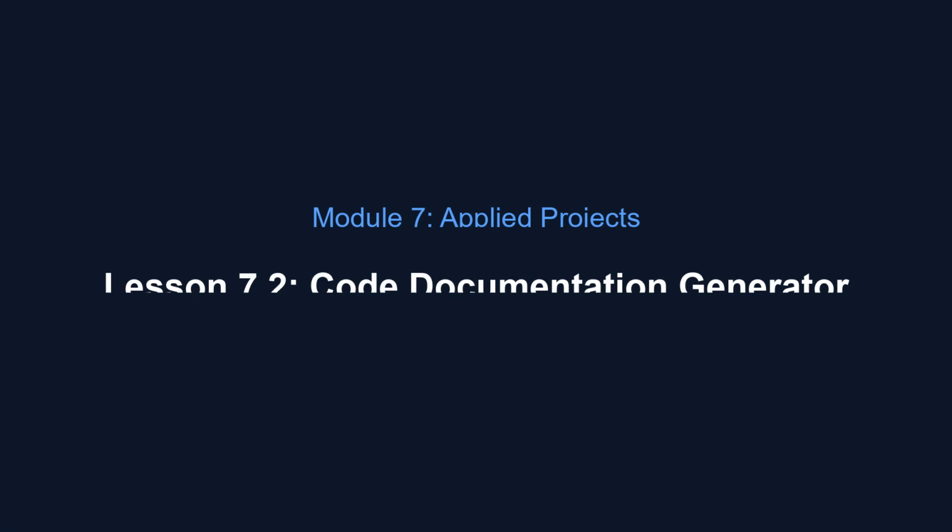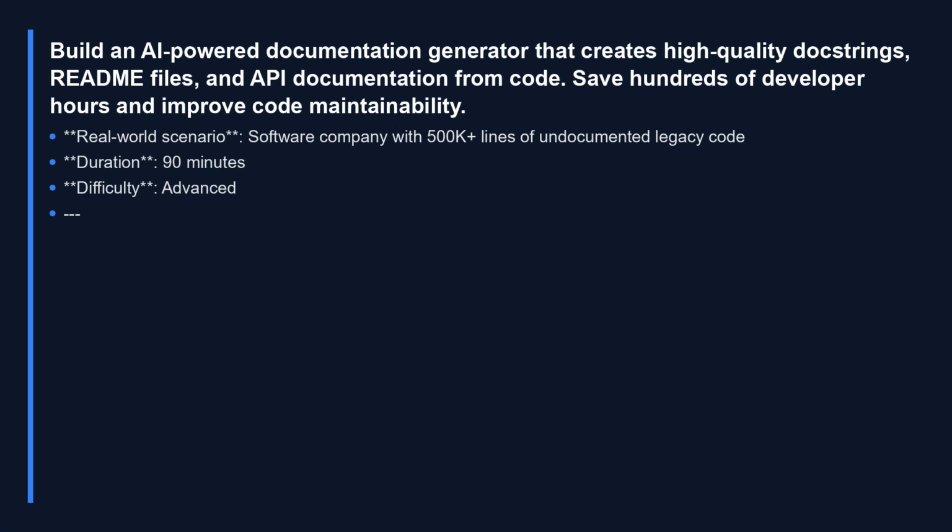Lesson 7.2: Code Documentation Generator. Project Overview. Here's the problem we're solving. Imagine inheriting 500,000 lines of legacy code with almost no documentation.